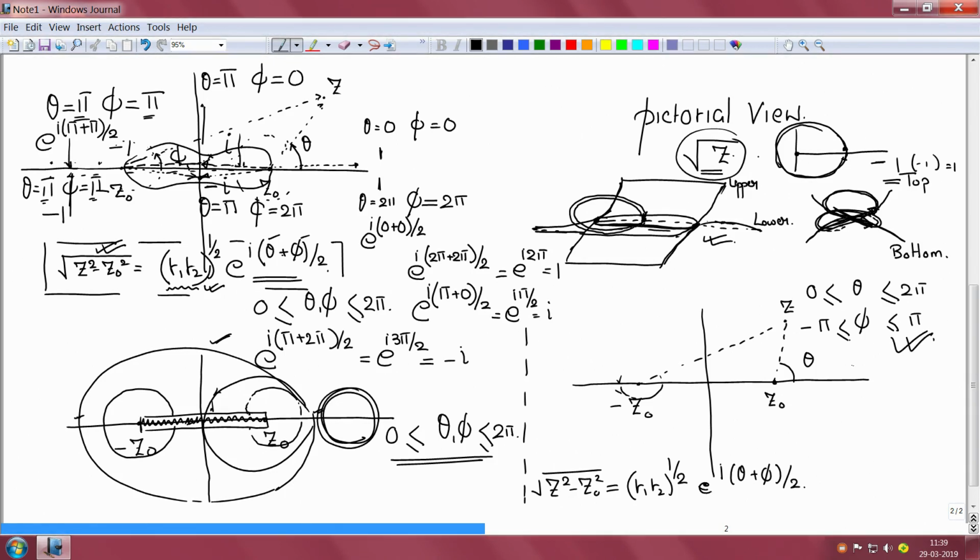So, we will examine the function here, here and here just as we did before with respect to square root of z square minus z0 square.